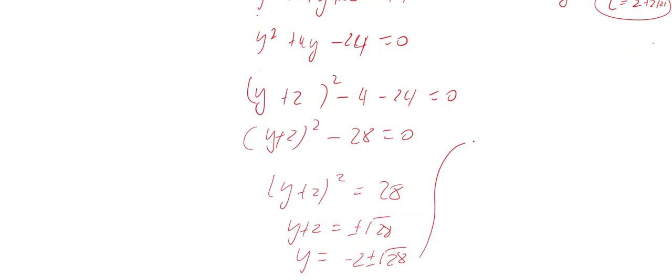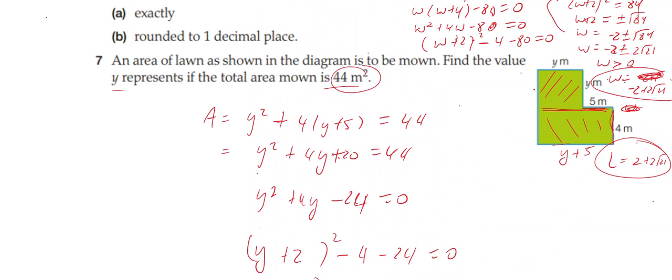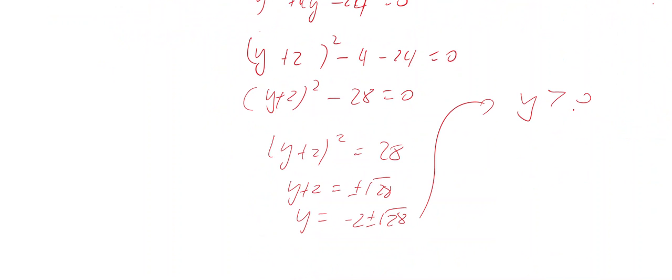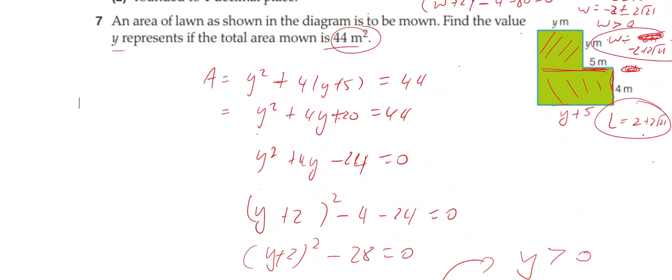Okay, so again, we know y is greater than 0 because we're talking about a physical quantity here. y happens to be a measurement of some sort, so it can't be less than 0. So y is greater than 0, so we have to accept only one solution, which is negative 2 plus root 28 meters. Okay, I should put units on my other question, so that's centimeters, that's centimeters.